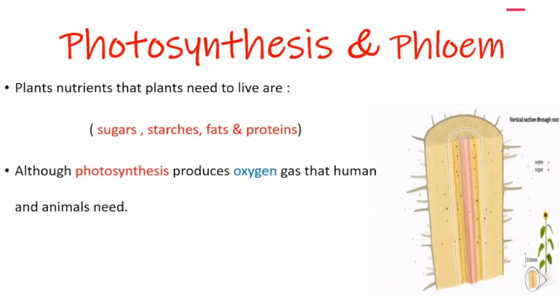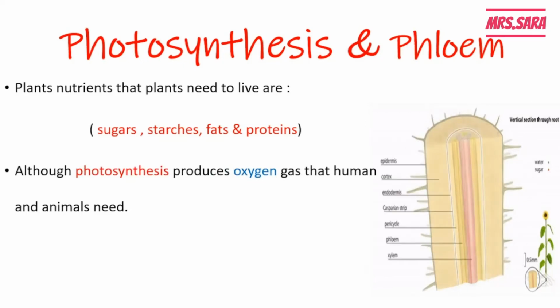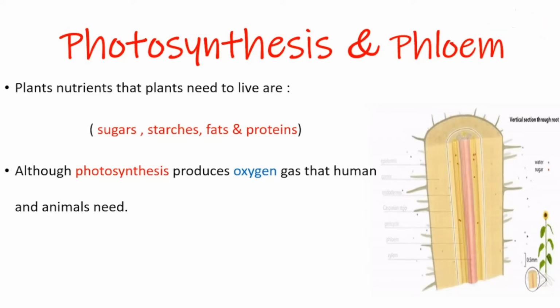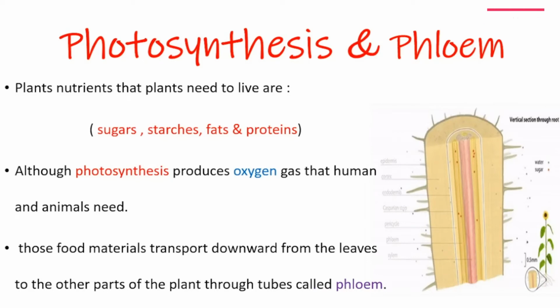Also, the photosynthesis process produces oxygen gas that we breathe. So, photosynthesis produces oxygen gas that humans and animals need. Those food materials are transported downward from the leaves to the other parts of the plant through tubes called phloem.